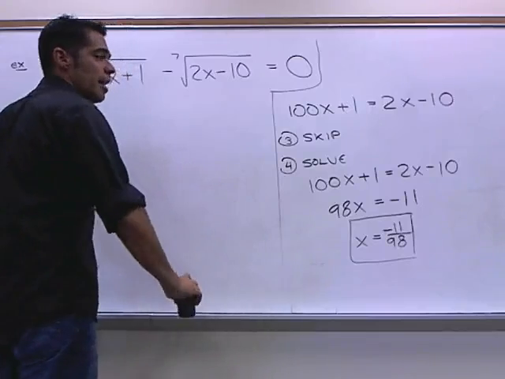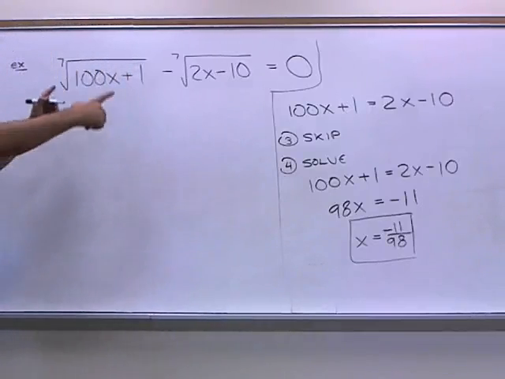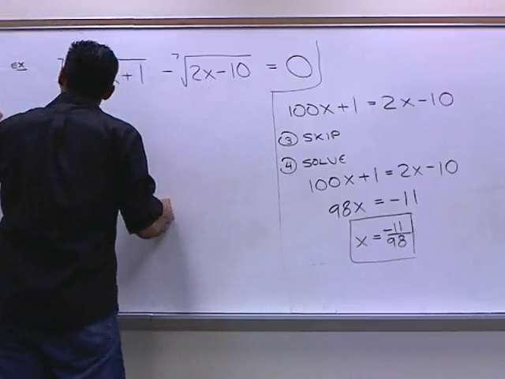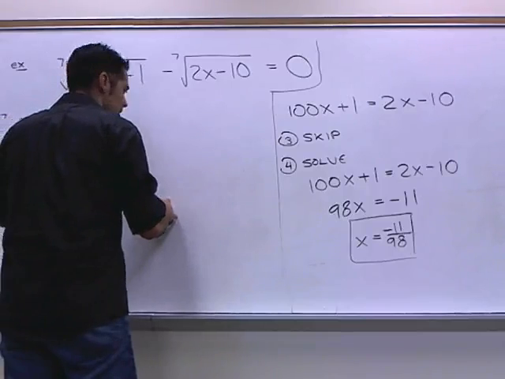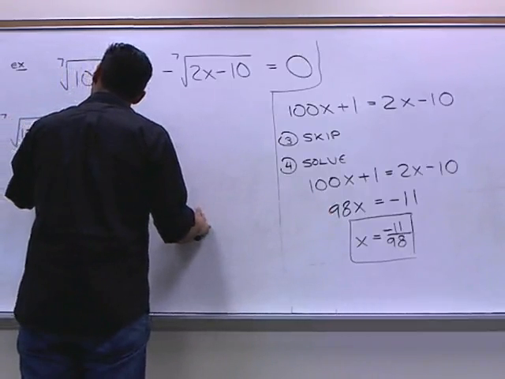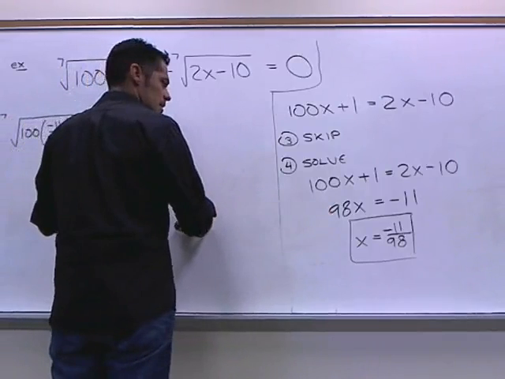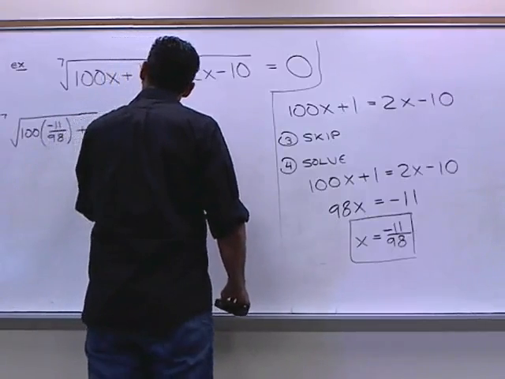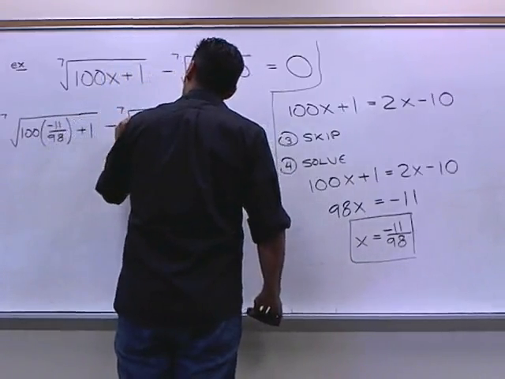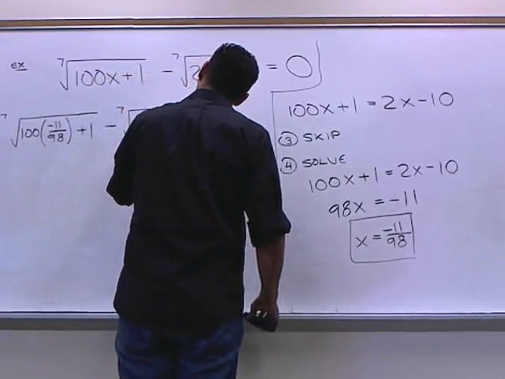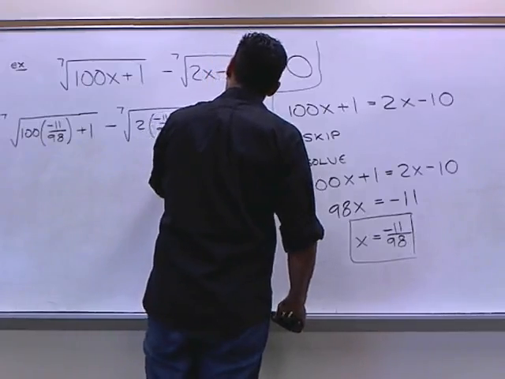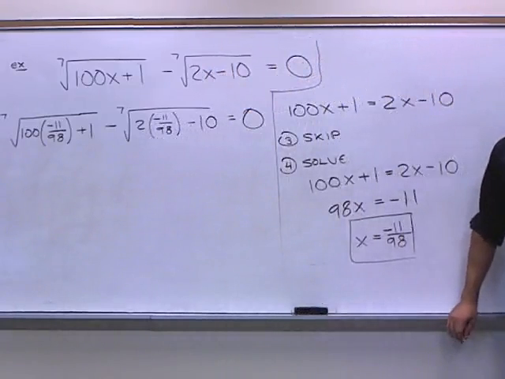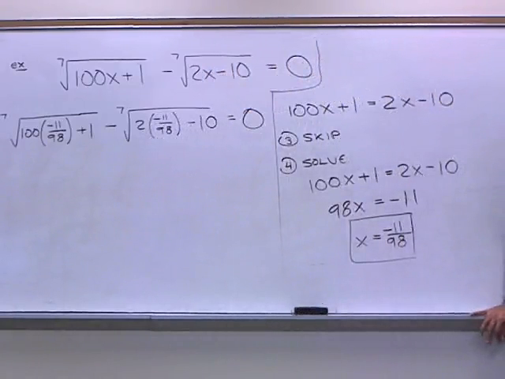This is going to be a weird check, as you're about to see. Try and plug that into here. Oh, wow, okay. I have the 7th root of 100 times my potential answer, negative 11 over 98, plus 1, minus the 7th root of 2 times negative 11 over 98 minus 10. Does that equal 0? Is that not weird or what? Yes. That is strange.